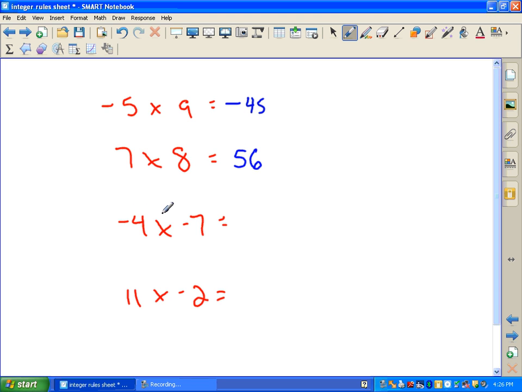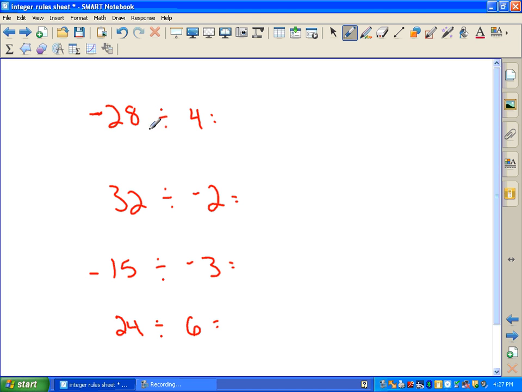So again, they are the same sign. So the answer is positive. And 4 times 7 is 28. And the last one here, I have a positive and a negative, so they're different signs. So my answer will be negative. 11 times 2 is 22.